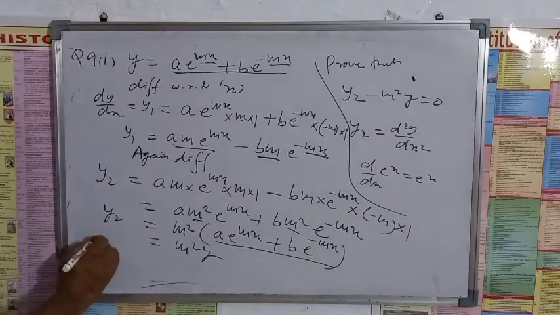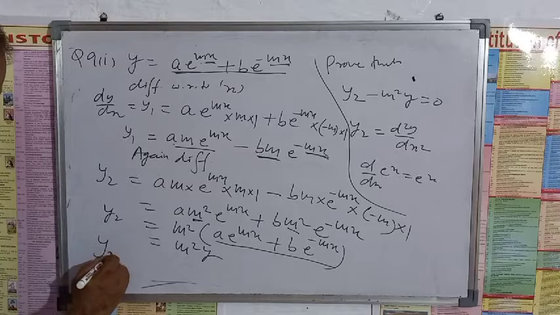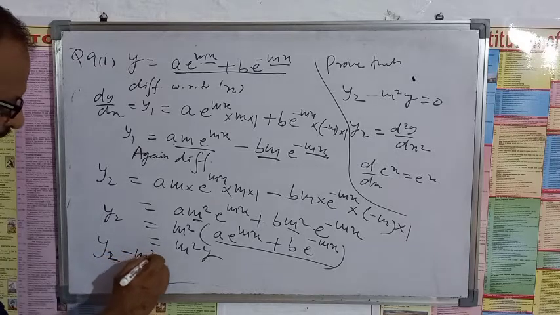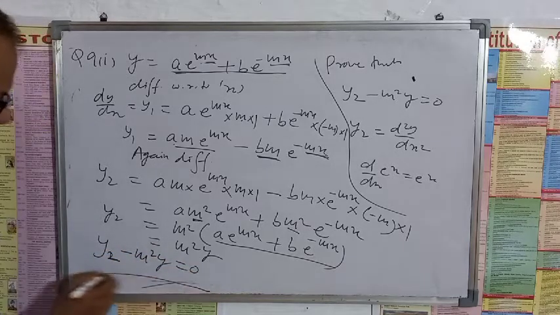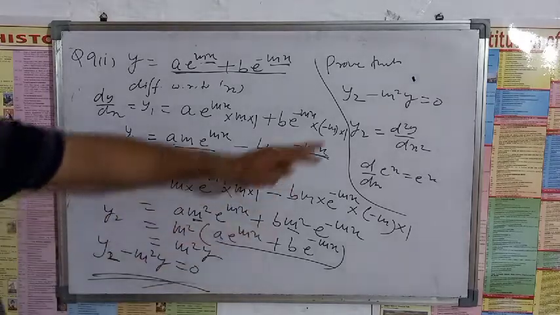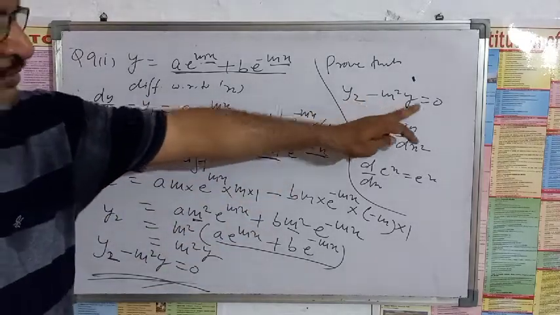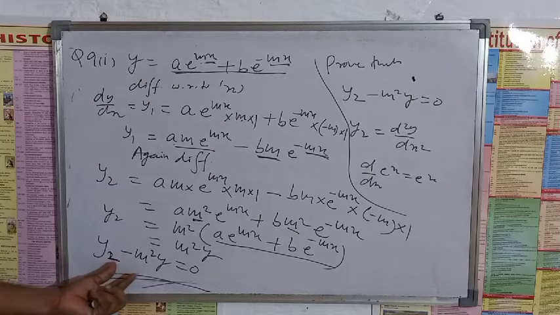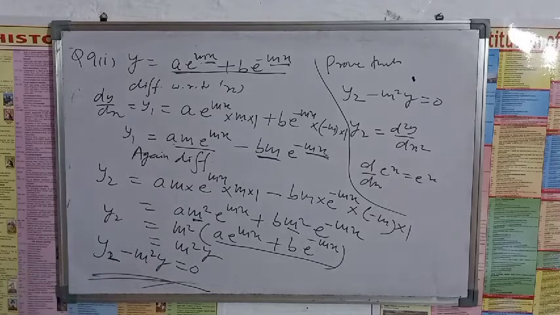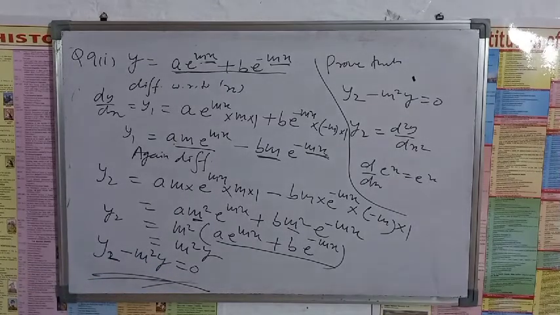And transpose to the left side. So y2 minus m square y is equal to 0. We have to prove this result. So it has come, y2 minus m square y is equal to 0. So in this way we can do the problem of second order derivatives. So remaining questions we will discuss in the next video. Okay, thank you class.